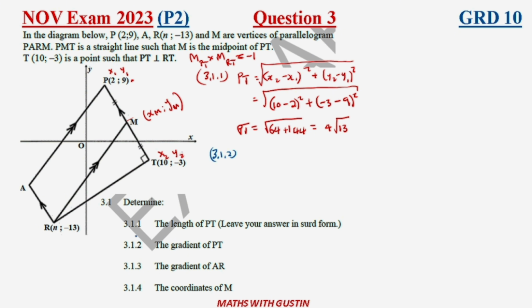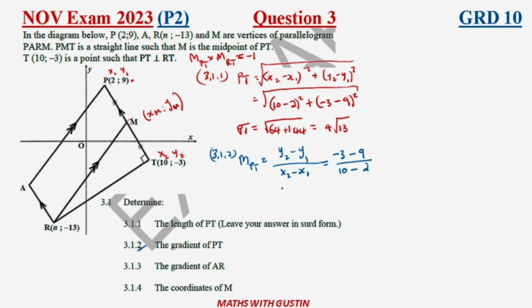3.1.2, this one here, the gradient of PT. They want us to find the gradient of PT. The formula for the gradient of PT is given by y2 minus y1 all over x2 minus x1. So we're just going to say y2 is minus 3, minus y1, which is 9, all over x2, which is 10, minus x1, which is 2. And then you would simplify.